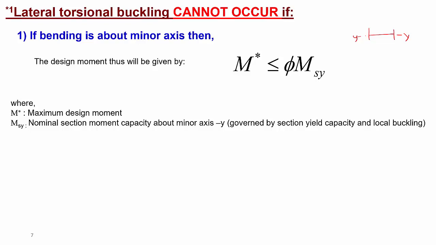So in that case, your capacity is simply phi MSY, where MSY is the nominal section moment capacity. You just have to find the nominal section moment capacity about the y-y axis and multiply it with phi. That is your design moment capacity for bending about the minor axis. There will be no lateral torsional buckling happening there.